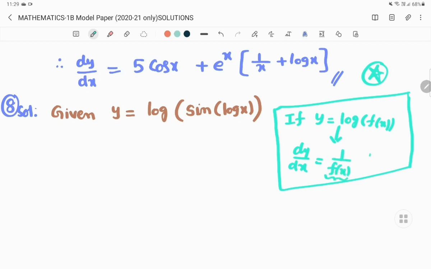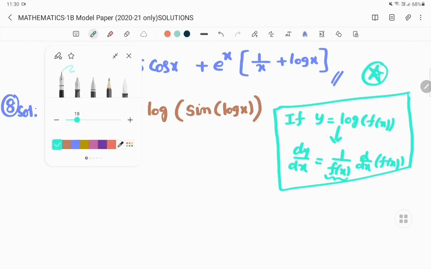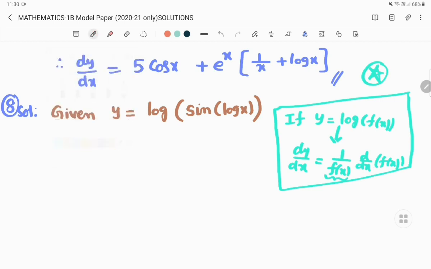Whatever the function is there, that is f dash of x, or d by dx of f of x. Otherwise, you can write it like this: d by dx of f of x is equal to f dash of x. So now, the same procedure you have to follow for this. Differentiate with respect to x. The derivative is dy by dx. So log, this is completely f of x.